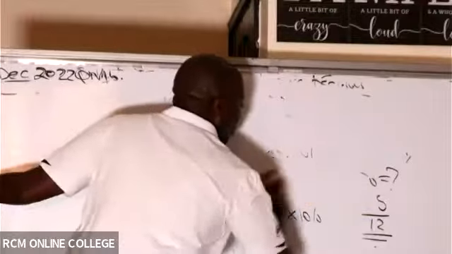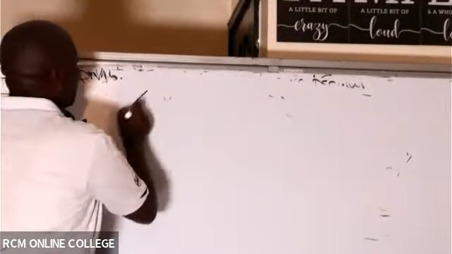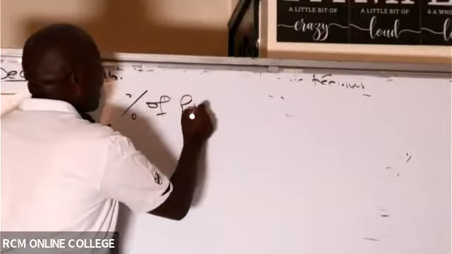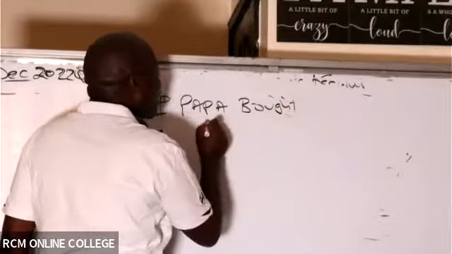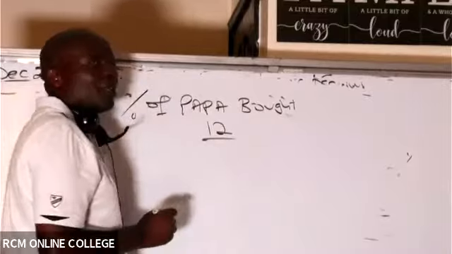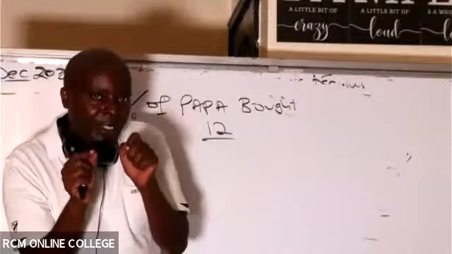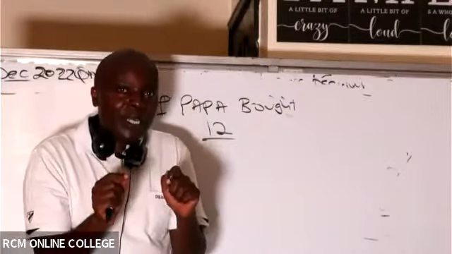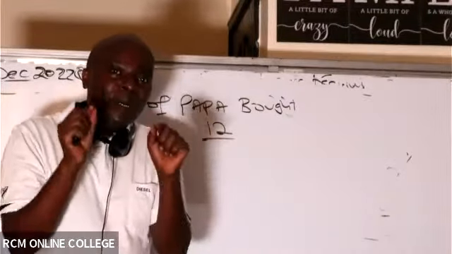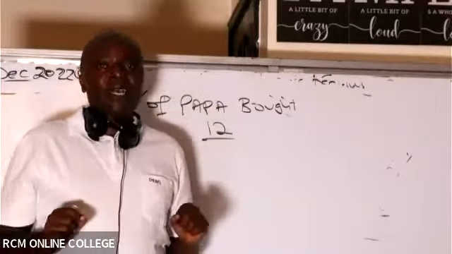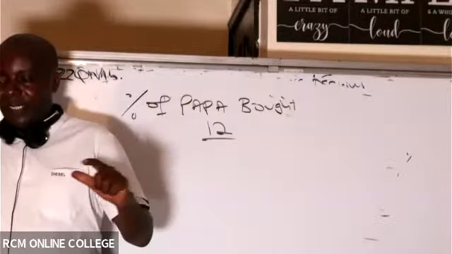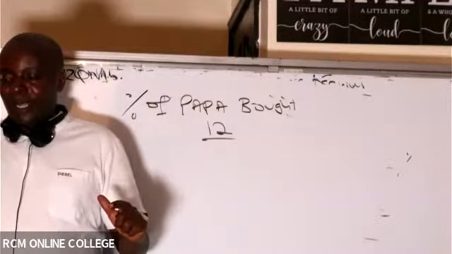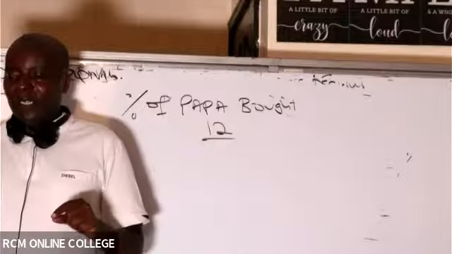Percentage of Papa boat. Remember, this gentleman has gone with 12 shillings to buy Papa's equity. Is there somebody who is able to tell me the amount of Papa's equity? Go to the Papa's equity statement. How much in this case does Papa have in form of equity?